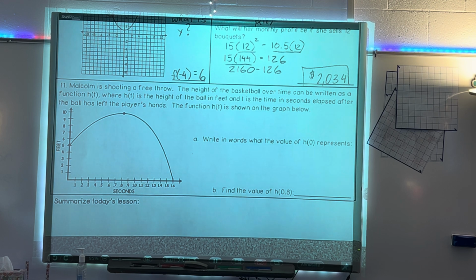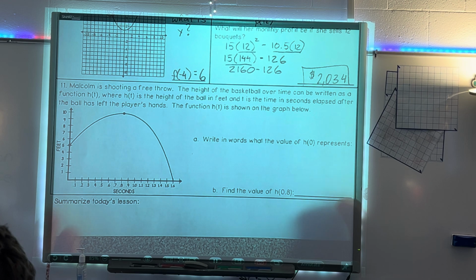Joe is shooting a free throw. The height of the basketball over time can be written as a function f of t, where f of t is the height of the ball in feet and t is the time in seconds elapsed after the ball has left the player's hand. So function h of t is shown on the graph below. Okay, h of t is a pretty common one because h is height and t is time. They frequently will use variables that are logical to the real world problem. Does that make sense?